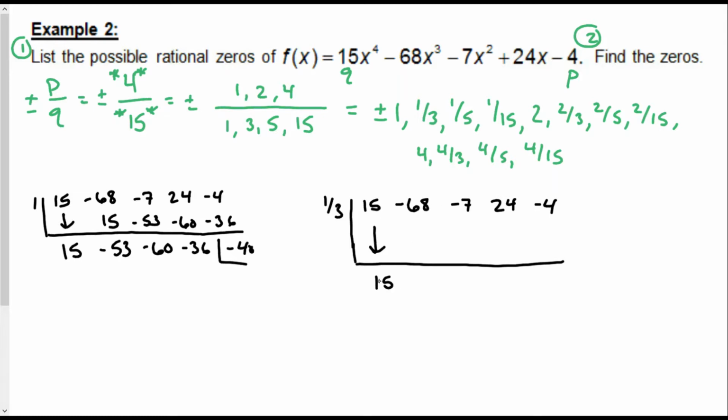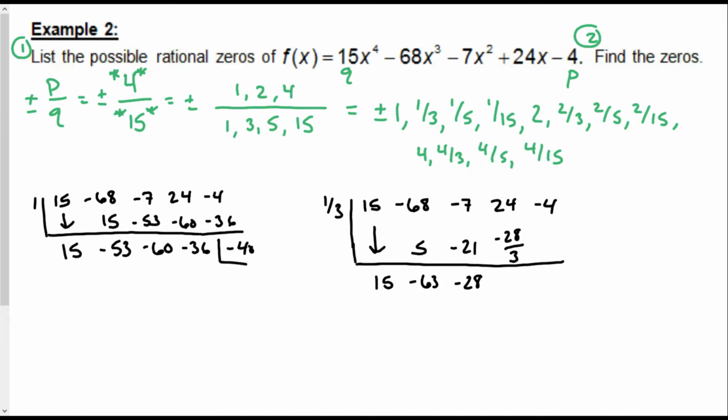So we're going to copy down that 15. Now, 1/3 times 15 is really 15 divided by 3. 15 divided by 3 is 5. Negative 68 plus 5 gives us negative 63. 1/3 of negative 63 is really taking negative 63 and dividing it by 3, where we get negative 21. Negative 7 and negative 21 is negative 28. 1/3 times negative 28 is really negative 28 divided by 3, which is negative 28/3. Ugh.